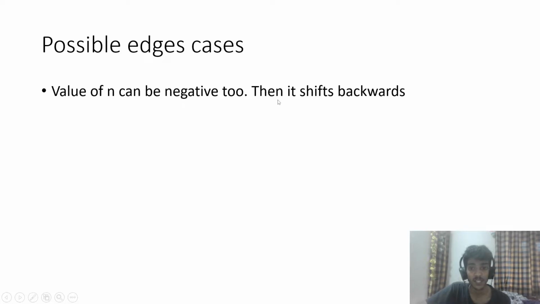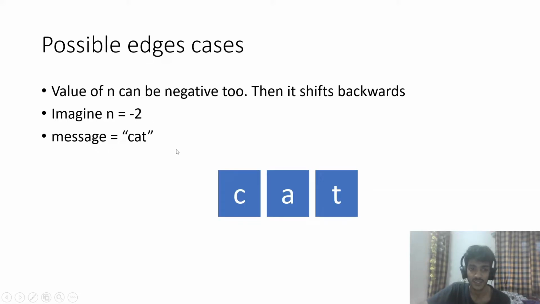And n can be negative also, so that means we need to shift leftwards or backwards. So imagine n equal to -2, and the message is cat. When we shift C, it will become A, and when we shift A, it will become Y, because it goes back to Z and then again to Y. And when we shift T, it will become R. So that's the encrypted version of cat with n equal to -2.